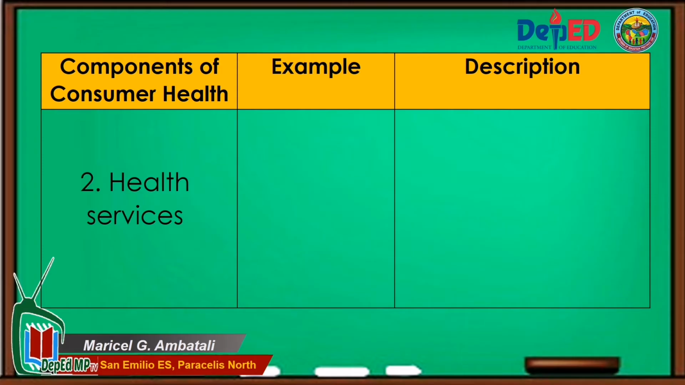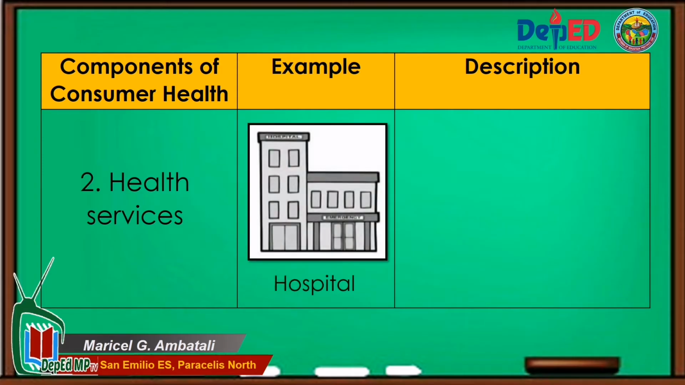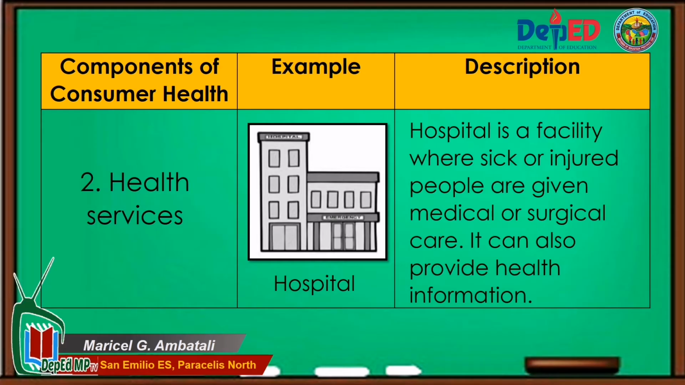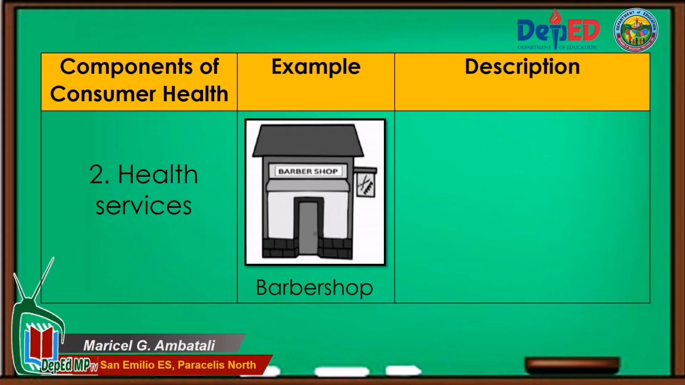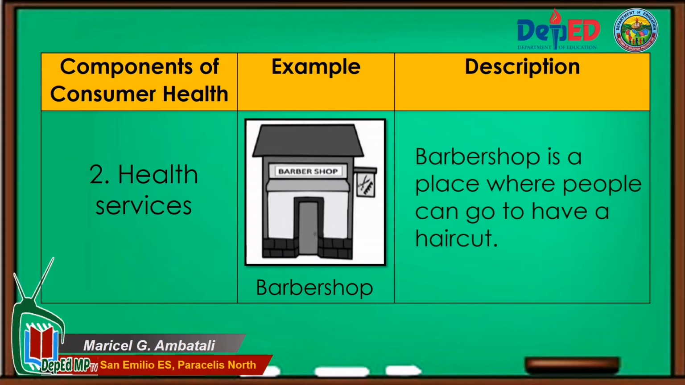Another example of health service is hospital. Hospital is a facility where sick or injured people are given medical or surgical care. It can also provide health information. Another example of health service is barbershop. Barbershop is a place where people can go to have a haircut.